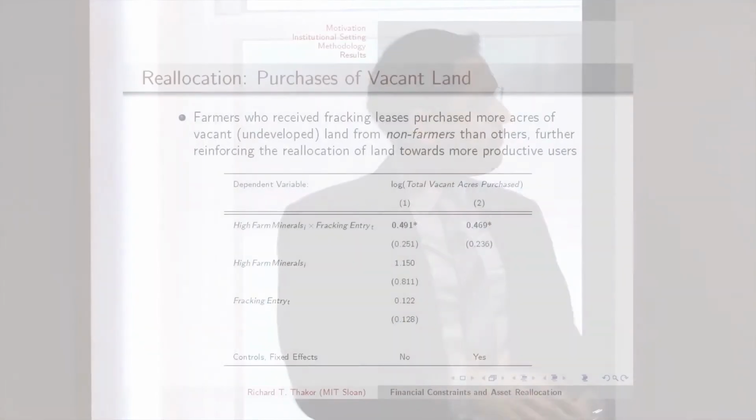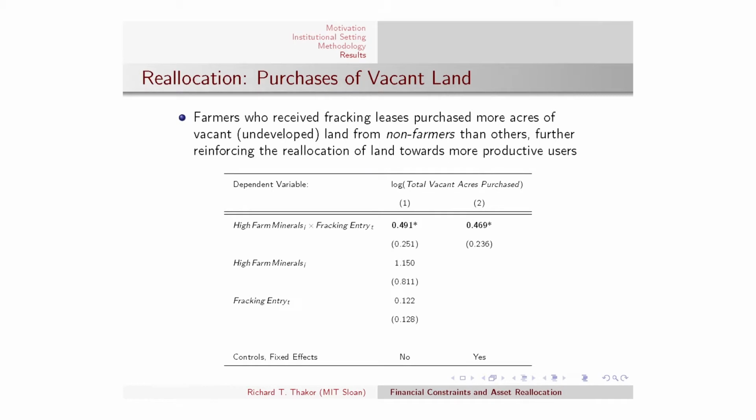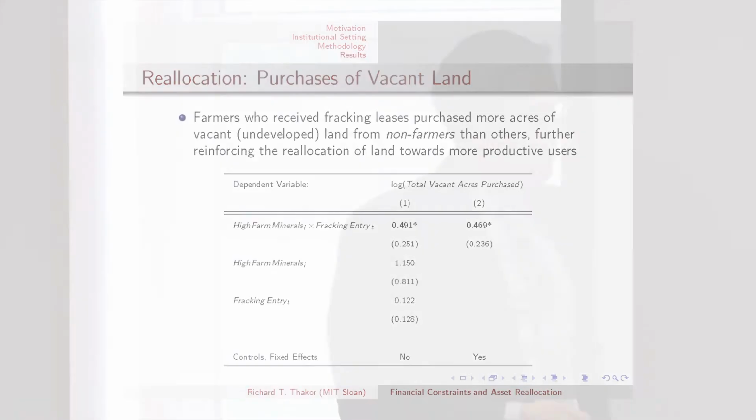Now, the second reallocation channel I look at is purchases from non-farmers by farmers. So I look at the total acreage of vacant land that is purchased by farmers, and I show that farmers increase their purchases of vacant land from non-farm users by about 50% in these areas where they receive large cash inflows. So this, again, is consistent with a reallocation in that farmers, who could be considered the expert users of land, are purchasing from outside users who are not putting the land to any productive use.